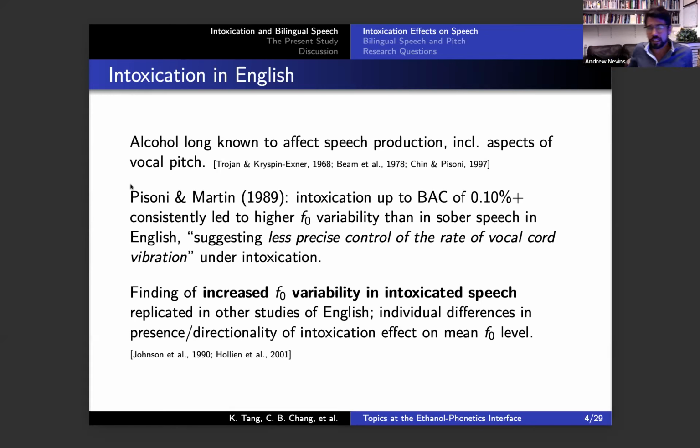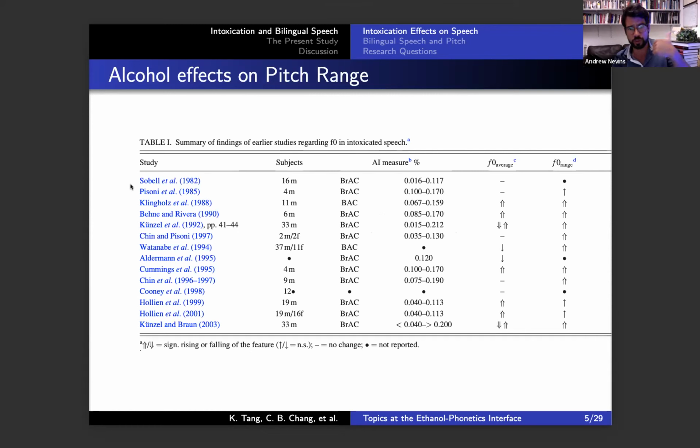So this finding of increased F0 variability in intoxicated speech is one that's been replicated in a number of studies, and in fact, in languages outside of English, and there are what are called individual differences in F0 levels. So if you look at this table, this is a sort of meta study across, as you see here.